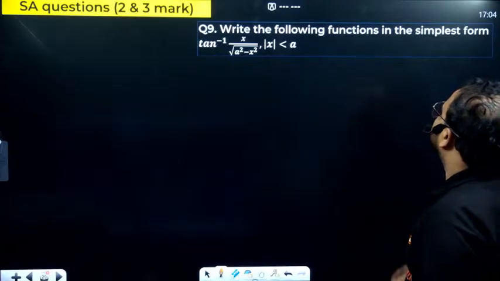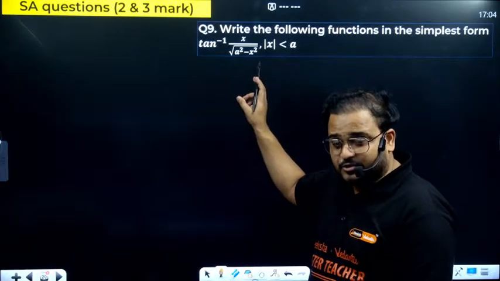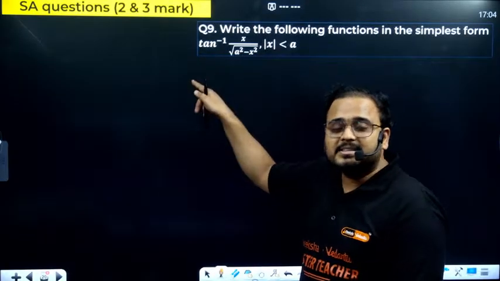Write the following functions in the simplest form. How would you go? Did I teach you this? Yes, sir. If you have a square minus x square, I will use what? A sine theta or a cos theta.